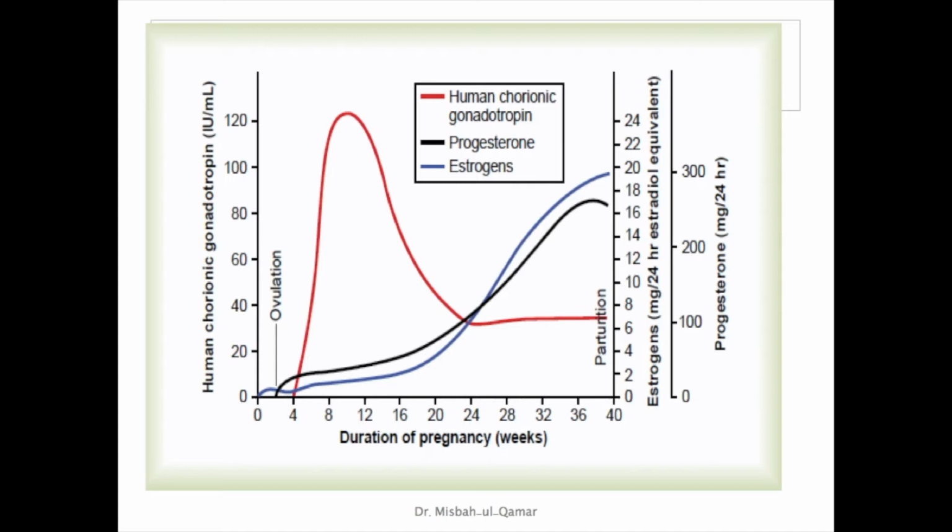Rate of excretion rises rapidly to reach a maximum at about 10 to 12 weeks of pregnancy, and then it decreases back to a lower value by 16 to 20 weeks, and it continues at this level for the remainder of the pregnancy.